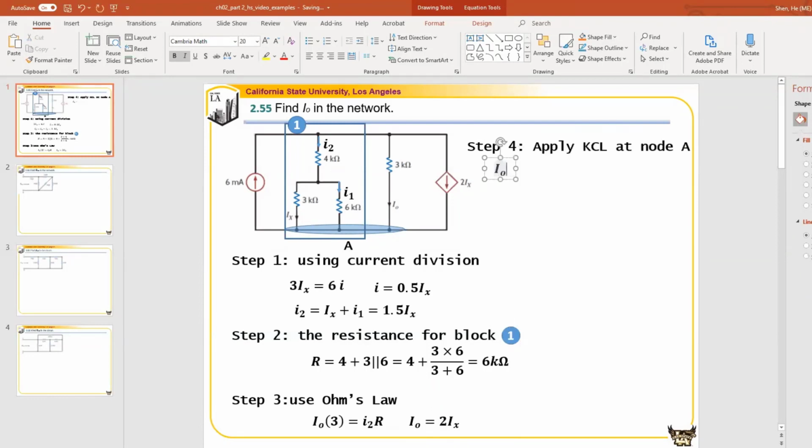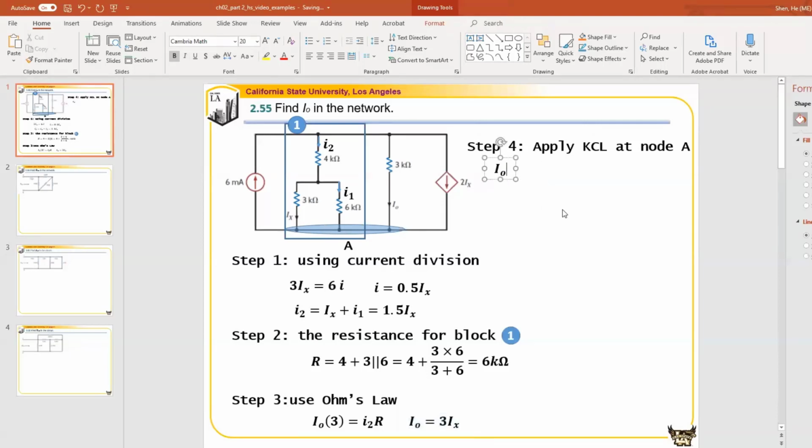Professor, isn't I0 3Ix? So this is 3, this is 6, divided by 1.5 there. Oh, yeah, you're right. 2 times 1.5, this is 3 times Ix. Yes, good catch. Thank you. So the second equation comes from the KCL equation at this node.